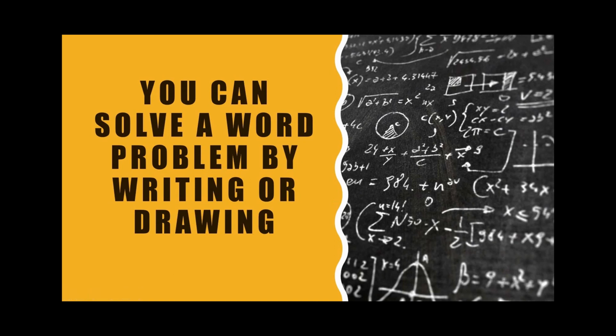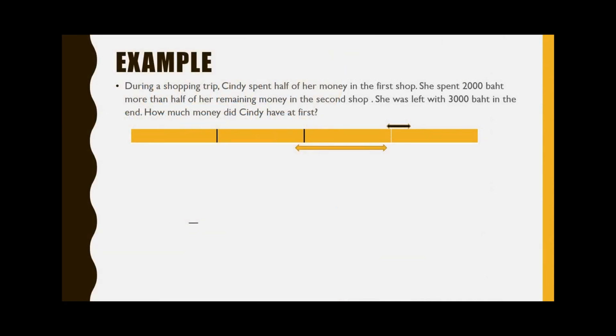You can solve a word problem by writing or drawing your solution. Let's solve this problem by drawing the solution. During a shopping trip, Sydney spent half of her money in the first shop. She spent 2,000 baht more than half of her remaining money in the second shop. She was left with 3,000 baht in the end. How much money did Sydney have at first?